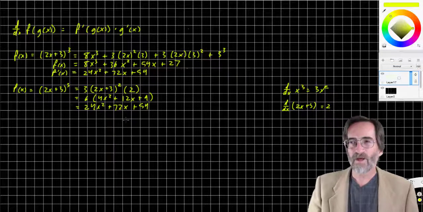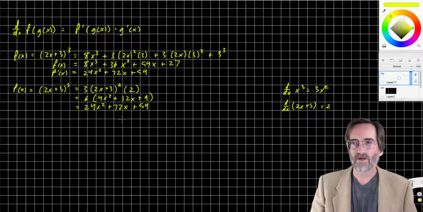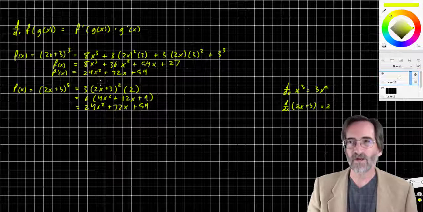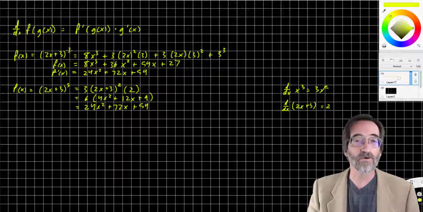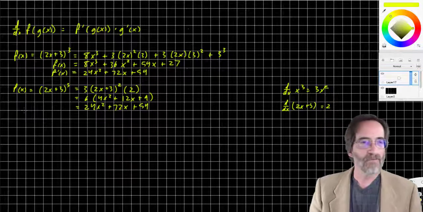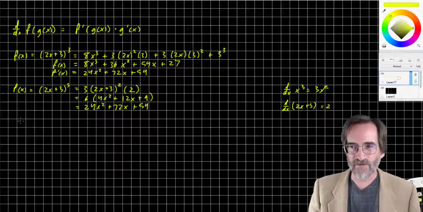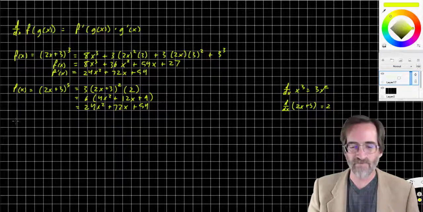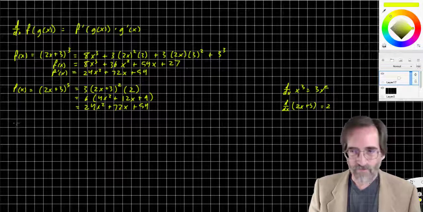Okay, and that was a little bit easier than expanding. And you can imagine, what if the power were the 7th power or the 8th power? That would make the first method almost untenable. It would be ridiculously long. So the chain rule is very powerful, allows us to find derivatives that we wouldn't otherwise find. A couple more examples here.